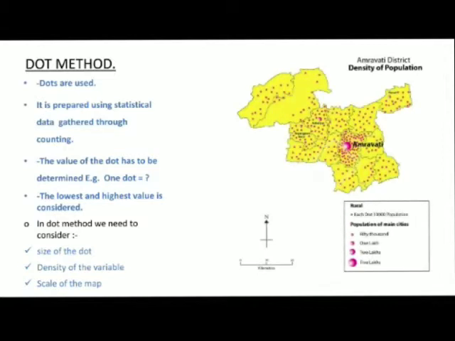On the right side of the screen, we can see they have shown us the density of population of Amravati district. Our index is also shown below. In that, 4 dots are given. The smallest dot has a value of 50,000. So the small dots wherever you can see on the map show 50,000 population, while the bigger dot has a value of 5 lakhs.